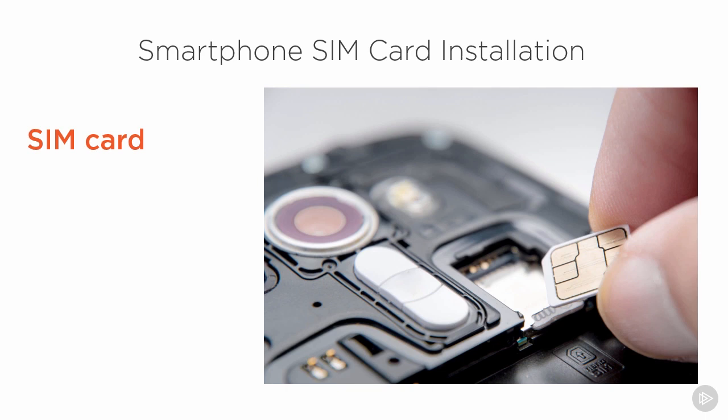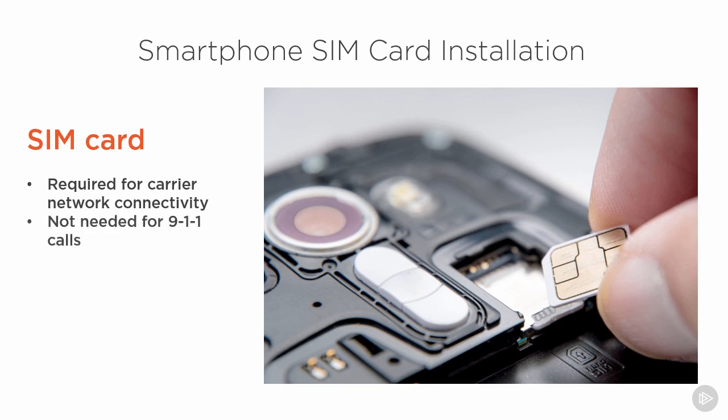SIM stands for Subscriber Identity Module. And so the SIM card is required to gain access to the carrier network, so you can make phone calls and send SMS text messages. But you don't need it inserted if you need to make emergency 911 calls. And if you have a problem with the entire device, you can remove the SIM card and place it into another device to be up and running on the carrier network.